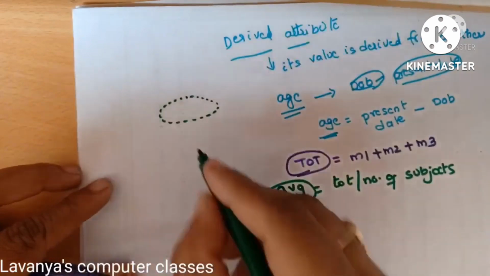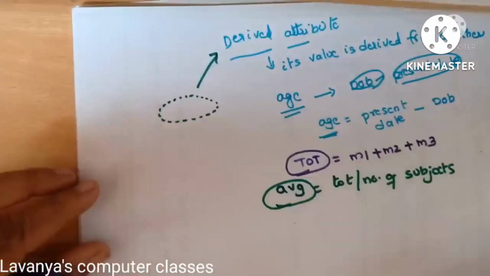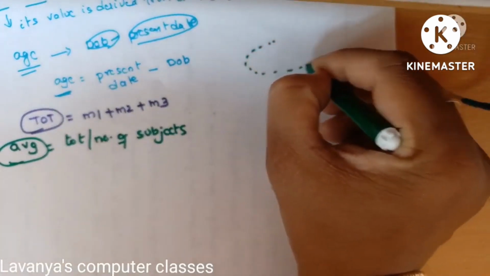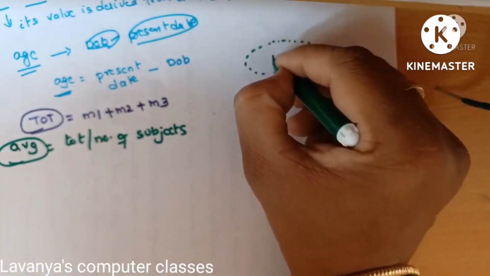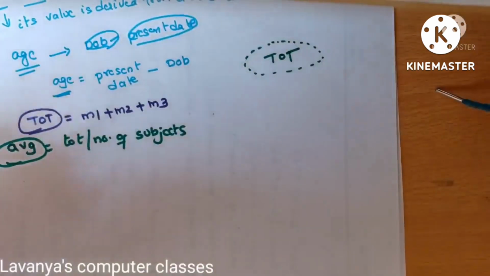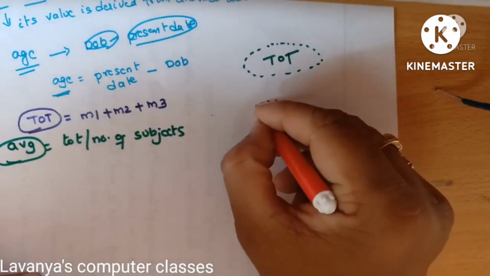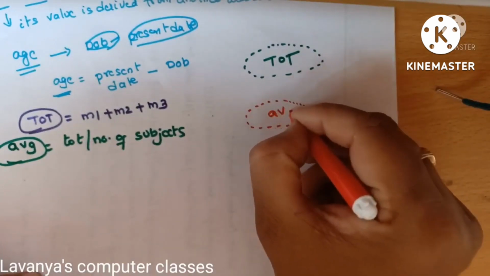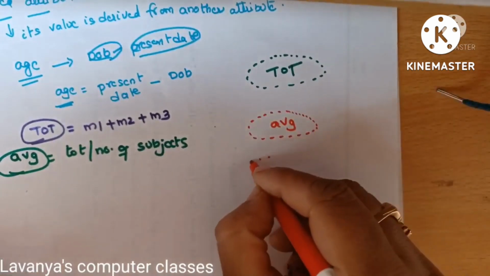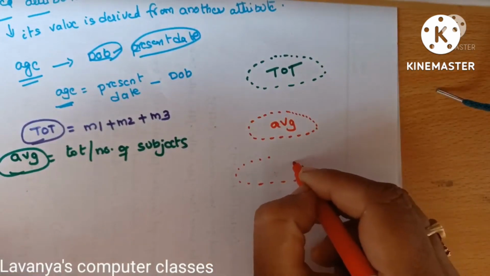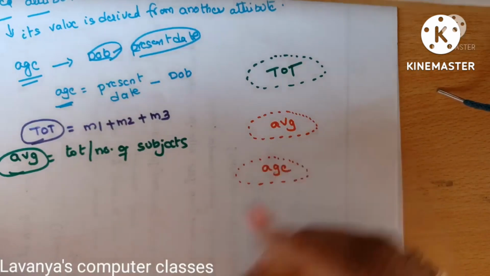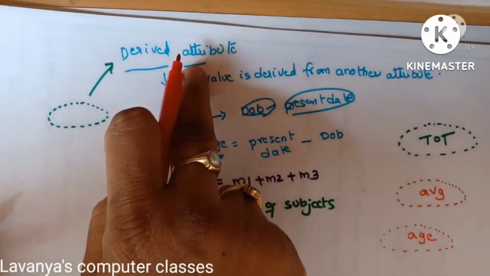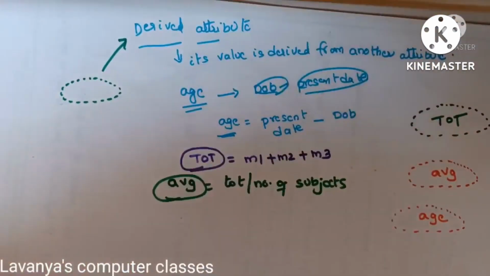Which symbol is used for representing a derived attribute? The dotted ellipse. So now representing age: age is a derived attribute. Total is a derived attribute, so we draw a dotted ellipse and write TOT in it. Similarly, average is also a derived attribute, and age is also a derived attribute. So we represent it like this. Derived attributes mean their values come from some other attributes. The dotted ellipse is the symbol for derived attributes.